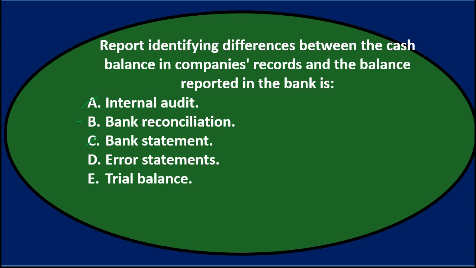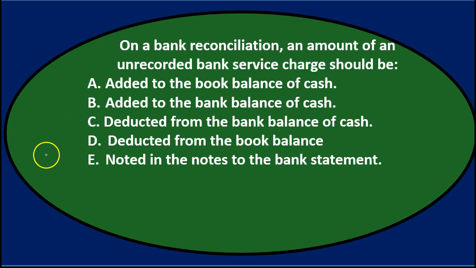D says error statements. That's not it. I'm not sure that's really a thing that we're talking about here in our chapter. So E says trial balance, and that's not it. That's not the trial balance. So it's going to be B. Let's read through it one more time. Report identifying differences between the cash balance in the company's records and the balance reported on the bank is the bank reconciliation. That's what the bank reconciliation does. It reports the difference between what we have on our books and what is on the bank statement.